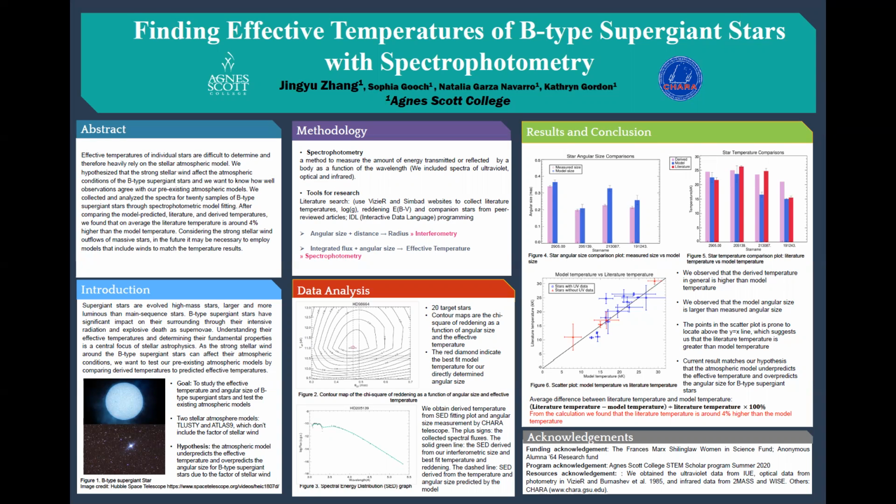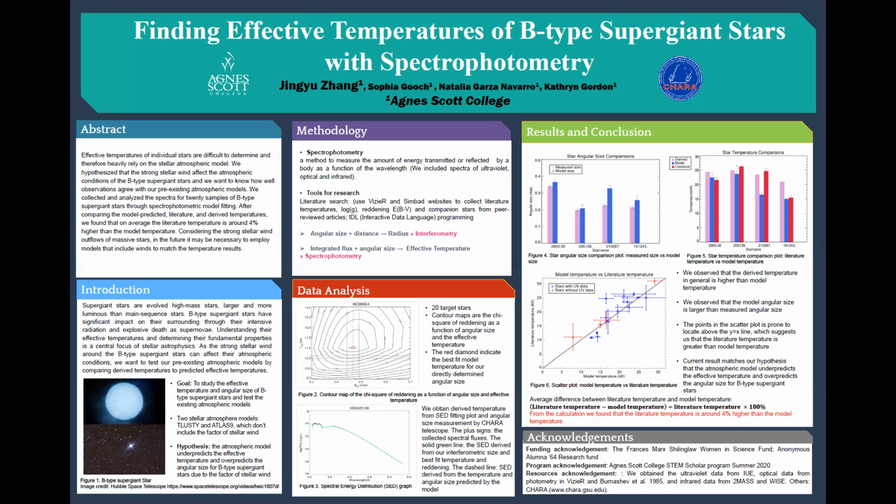Then we have the spectral energy distribution plot, SED plot, a graph of wavelength versus spectral flux. We obtain derived temperature from SED plots. As a result, we plotted two bar charts to compare the measured and the model angular size, and also compare the literature temperature and the model temperature. The reason we only included 4 star samples is because by the time we did the research, there were only 4 observed angular sizes by the CHARA interferometer. In the future, we'll definitely include more samples.